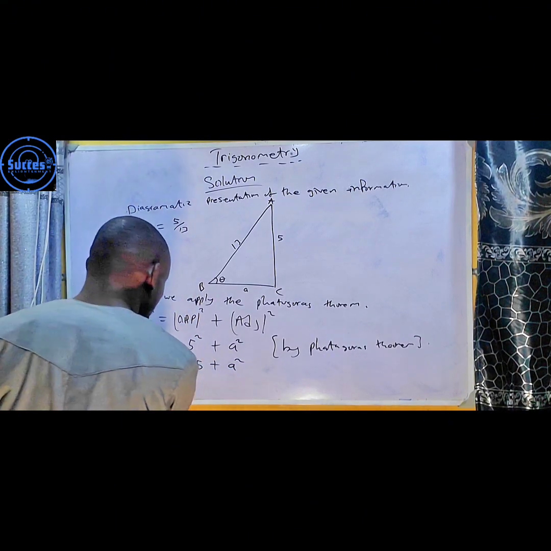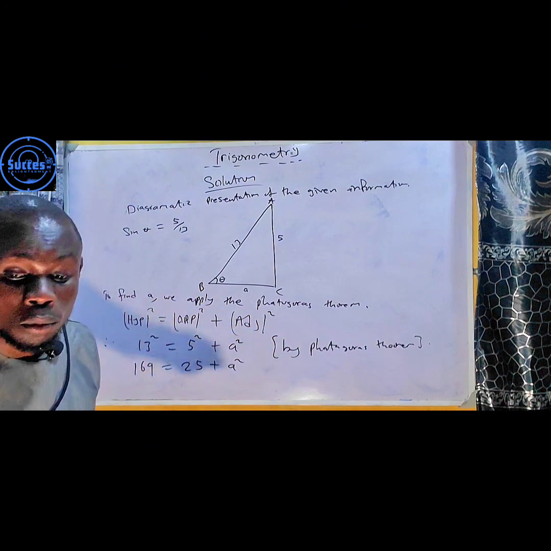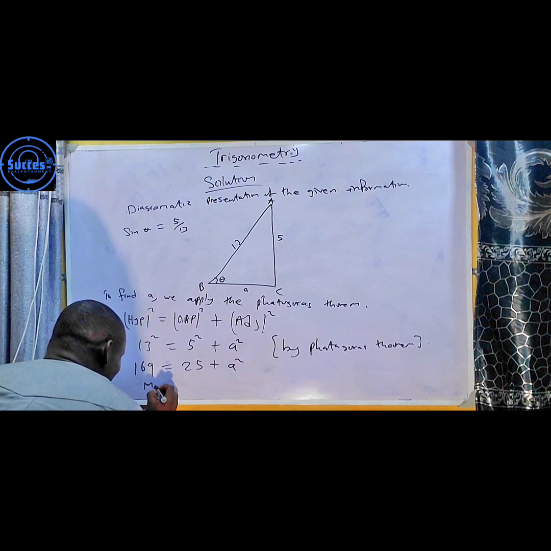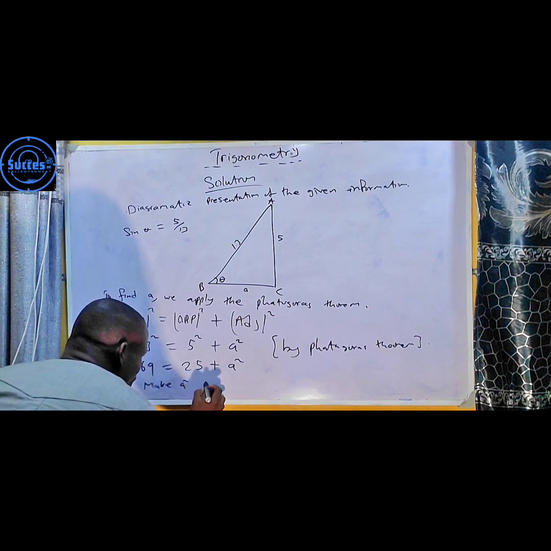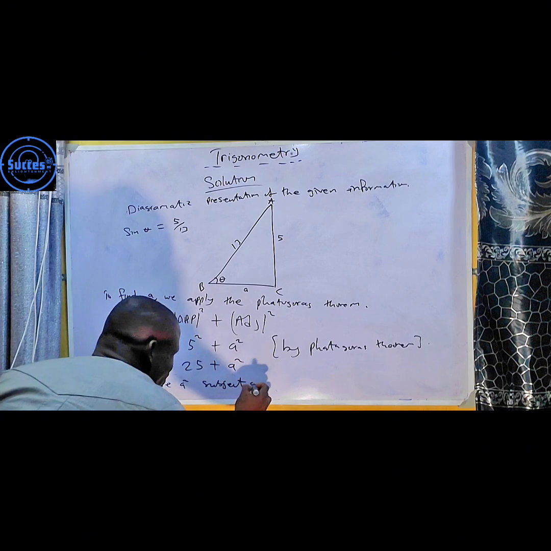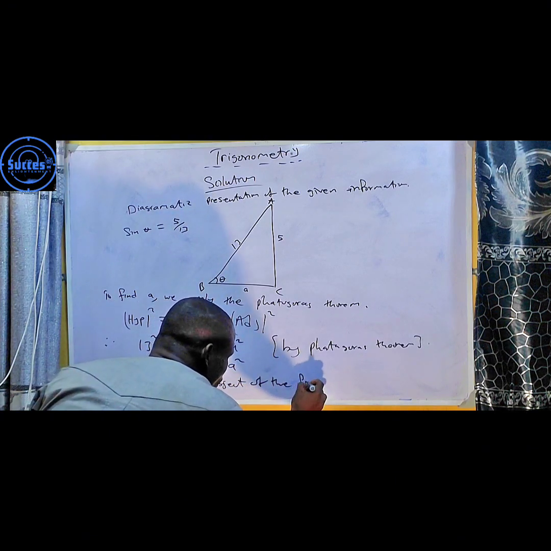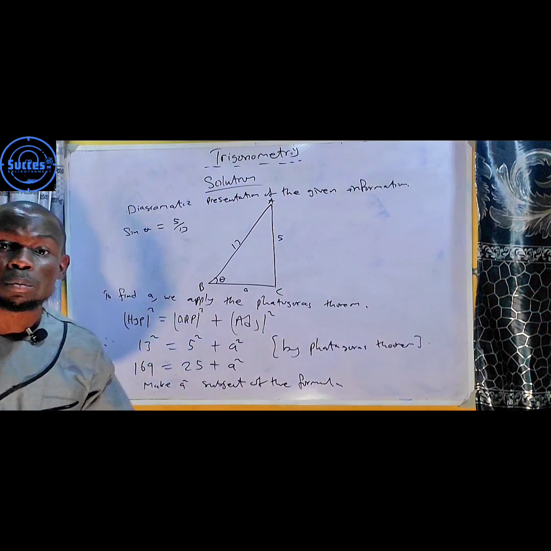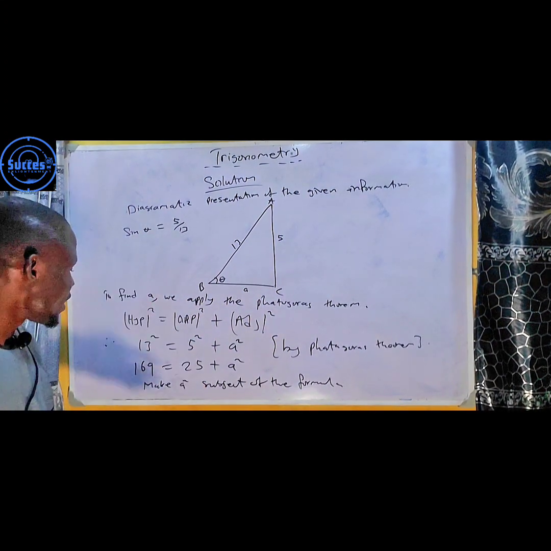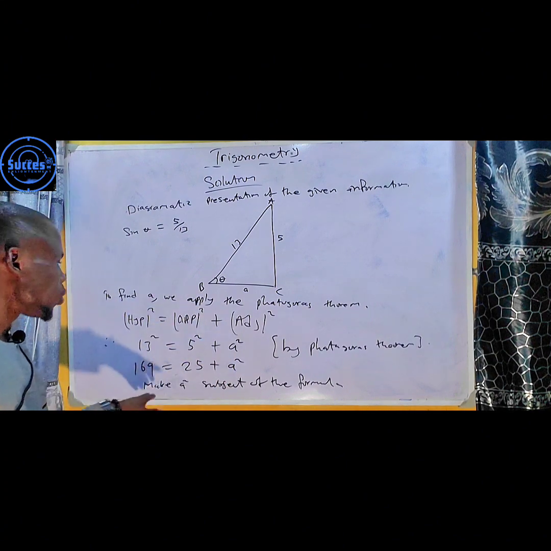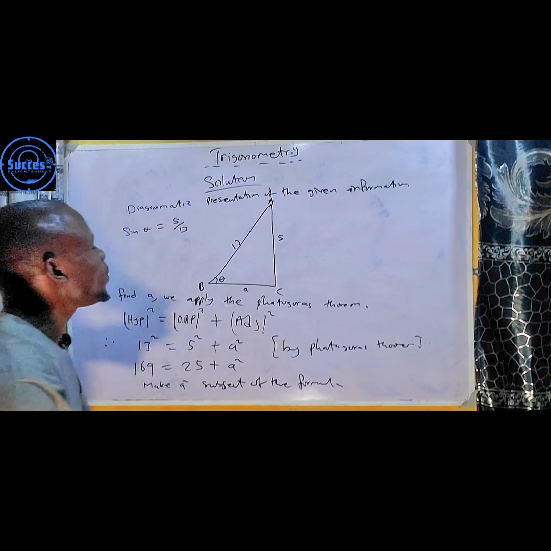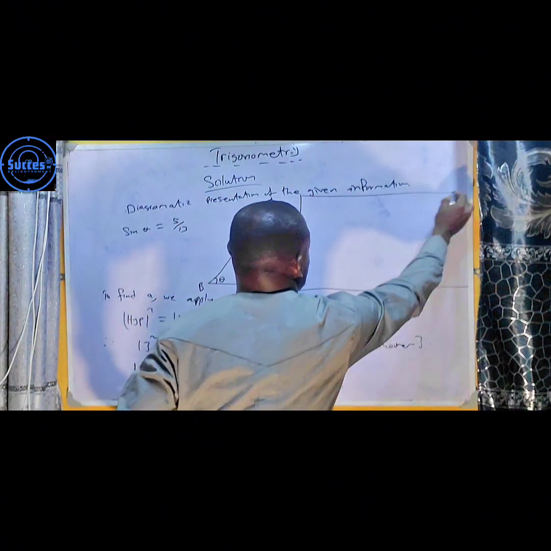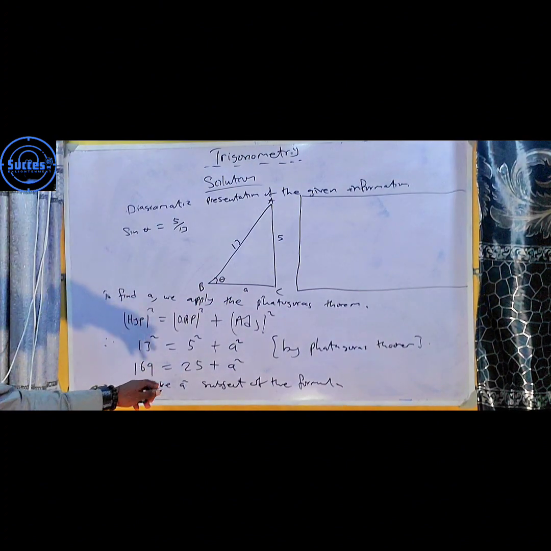Number one, you can state subtract 25 from both sides. Or you make it clear that you make a square subject of the formula. See, you say subtract 25 from both sides, or you clearly state make a square subject of the formula. Now if you make a square subject of the formula there, let's manage this small space. If you make a square subject of the formula, what will you have?